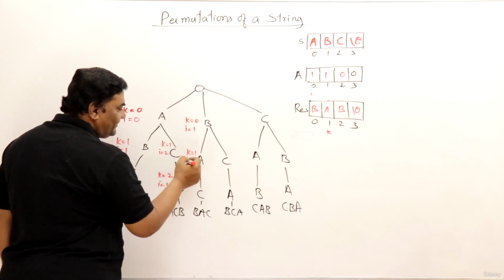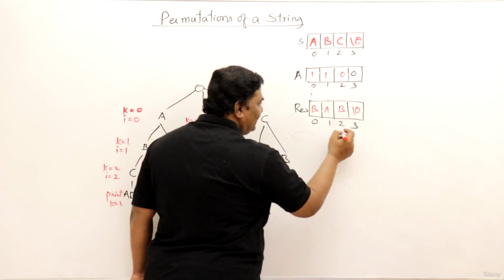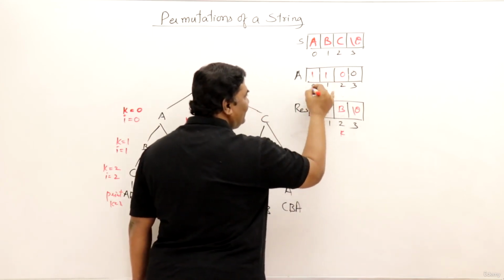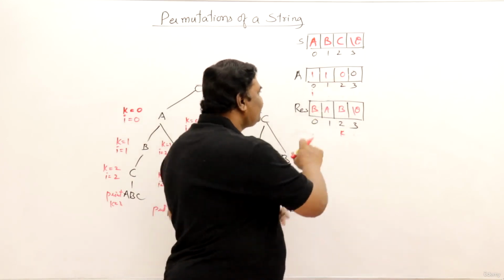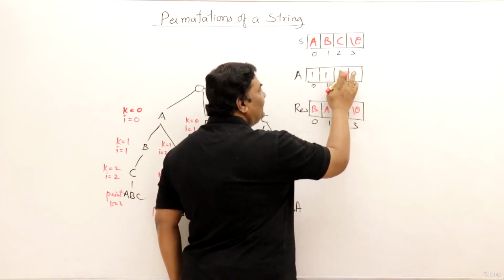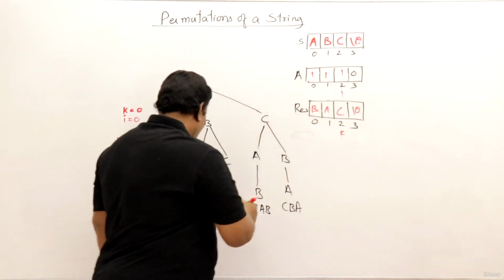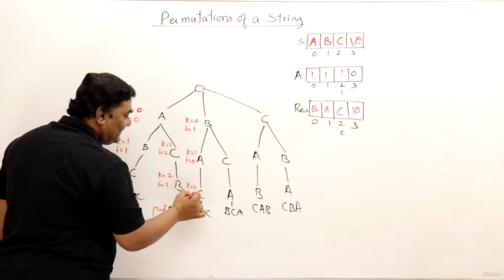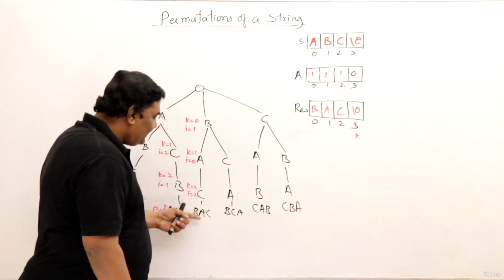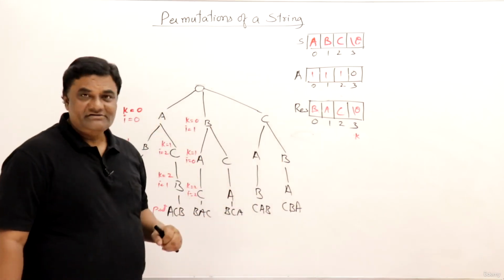Copy A here. So I is at 0 right now. Copy A here, then call itself again. K will be on the next, and again start I from 0. Is it available? No. Is it available? No. Is it available? Yes. I is here. So make it as 1, copy that letter C. So K is at 2 and I is at 2. So yes, print BAC. Here you can see that it is BAC. Yes, we got that permutation.